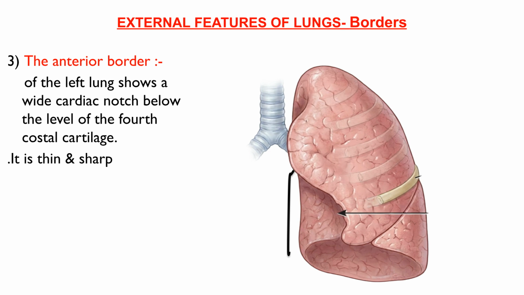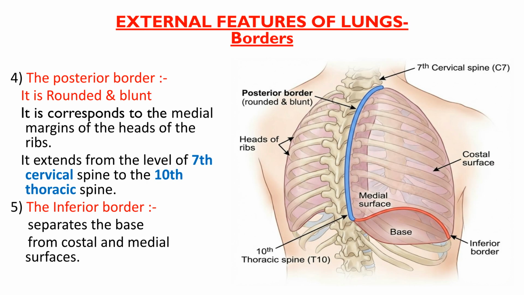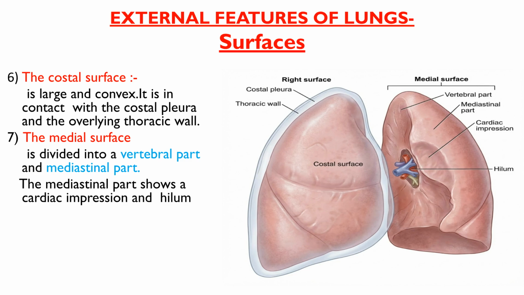The left lung's anterior border features a wide cardiac notch below the 4th costal cartilage. The posterior border is rounded and blunt, corresponding to the medial margins of the ribs, extending from the 7th cervical to the 10th thoracic spine. The inferior border separates the base from the costal and medial surfaces. The large, convex costal surface is in contact with the costal pleura. The medial surface is divided into vertebral and mediastinal parts, with the mediastinal part showing the cardiac impression and the hilum.